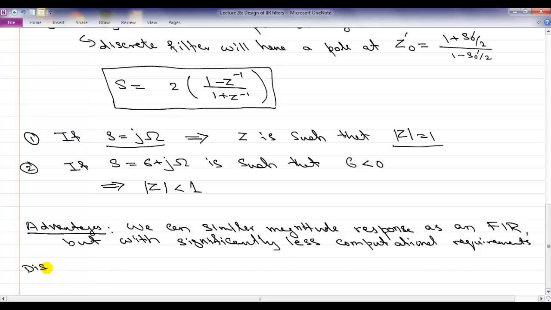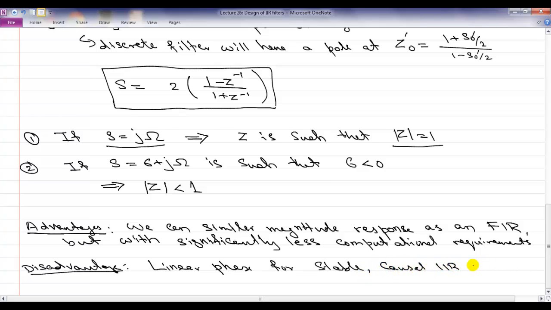And the disadvantage, of course, as we talked about earlier, linear phase for stable causal IIR filters is impossible.